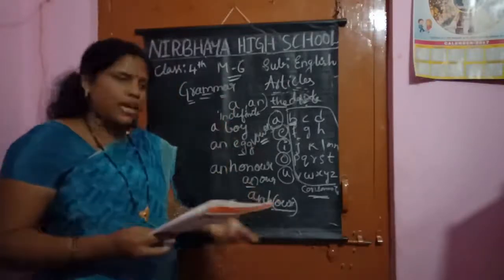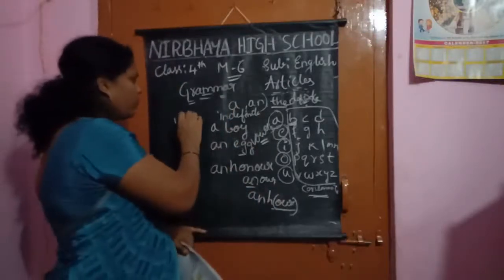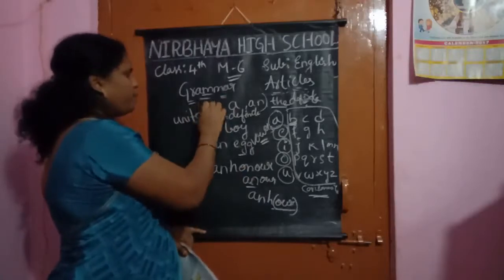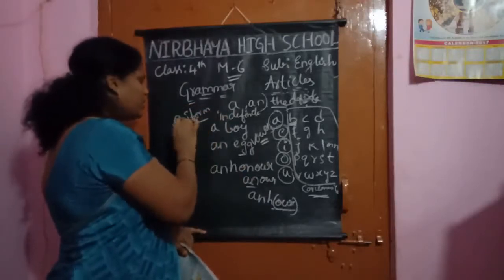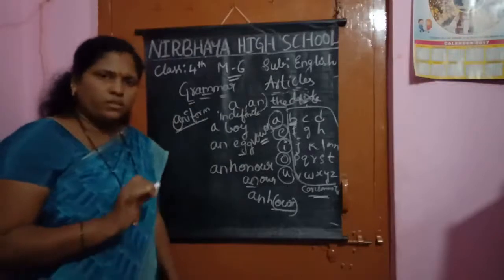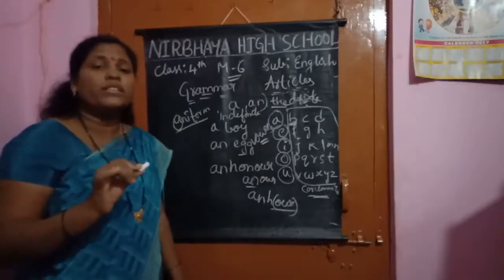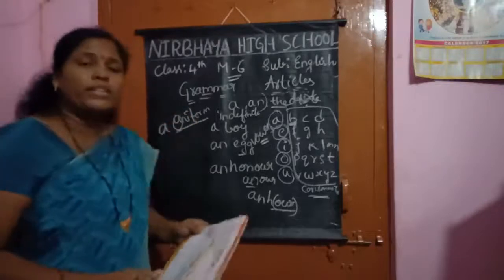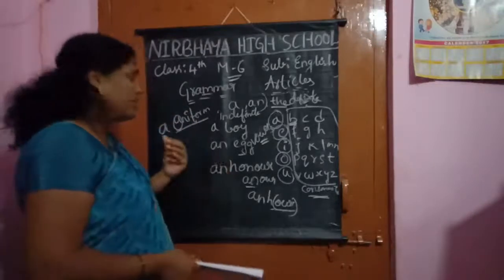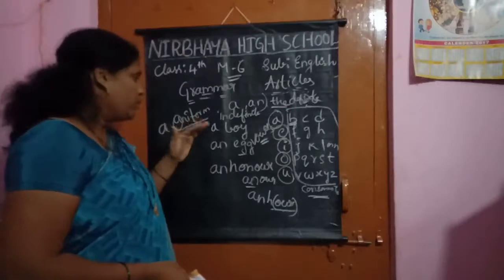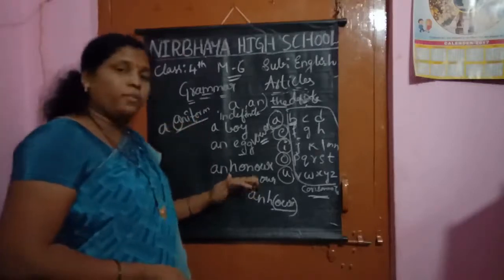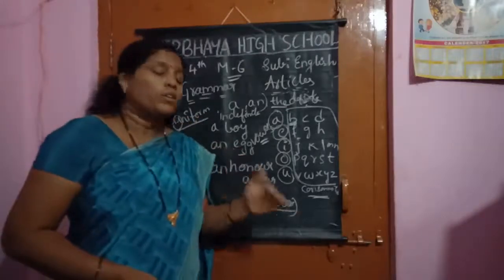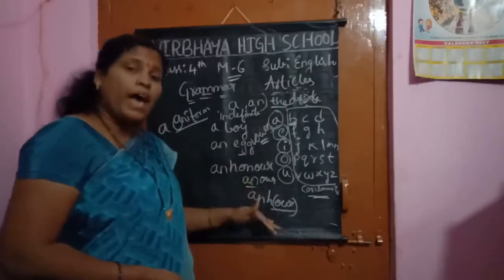Now see here, uniform. The word starts with a vowel letter, but the sound is consonant. So we will use a here. A uniform. Understood, children? Uniform, a uniform. Honor, an honor.